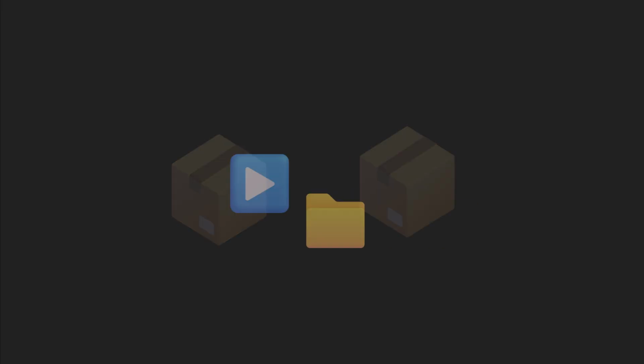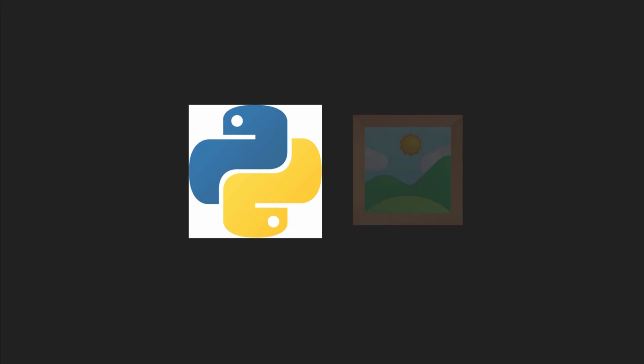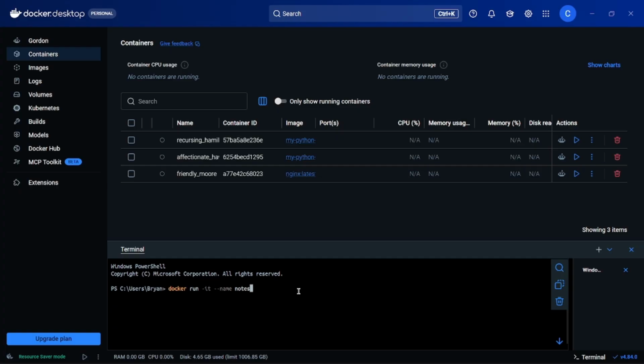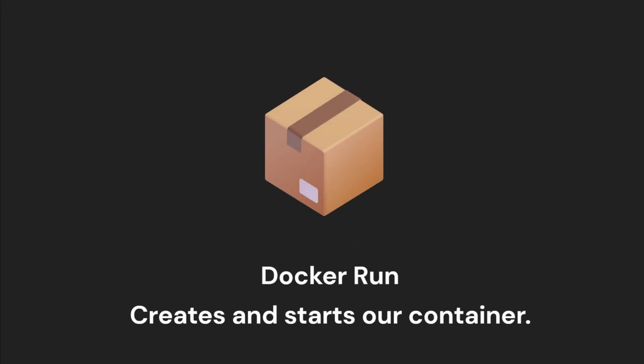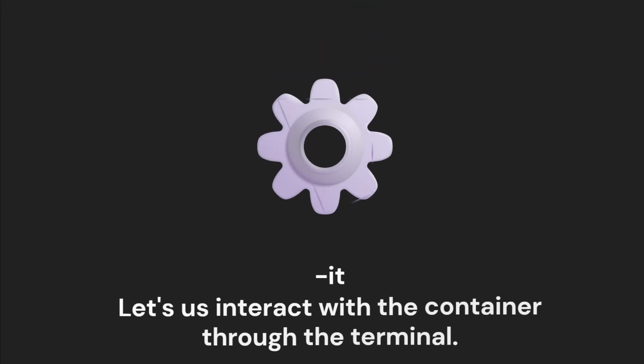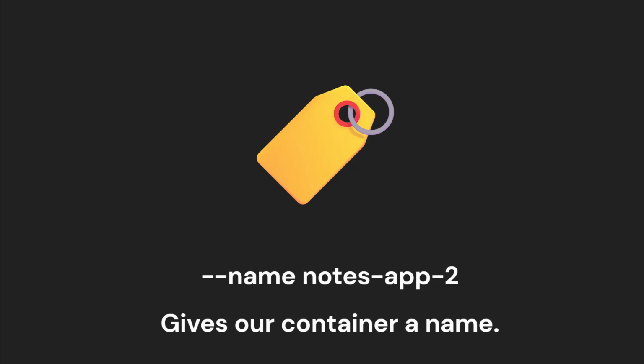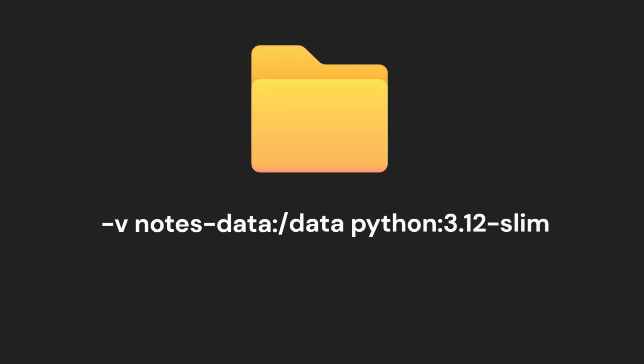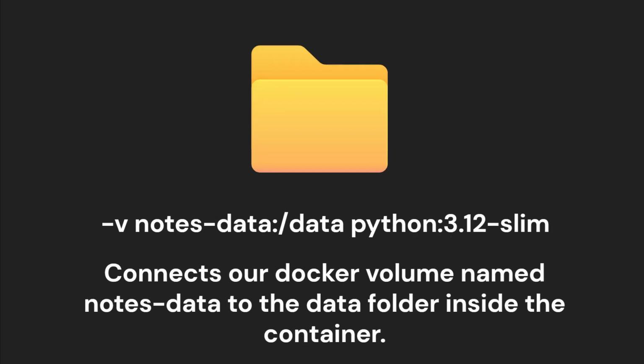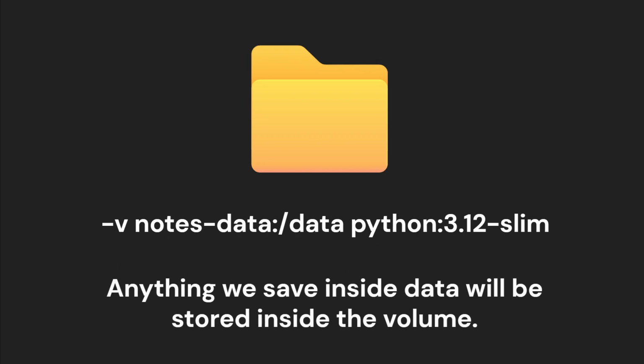Let's create a container and attach our volume to it. We'll use a simple Python image for this example. docker run -it --name notes-app -v notes-data:/data python. There's a lot happening in this command, so let's break it down. docker run creates and starts our container. -it lets us interact with the container through the terminal. --name notes-app gives our container a name. And this -v notes-data:/data connects our Docker volume called notes-data to the data folder inside the container. Anything we save inside /data will be stored in the volume.